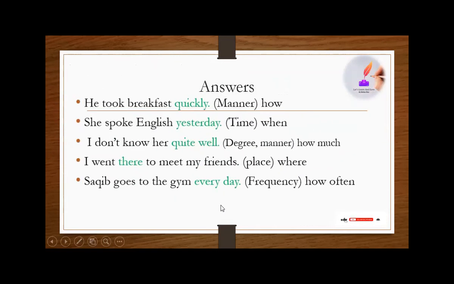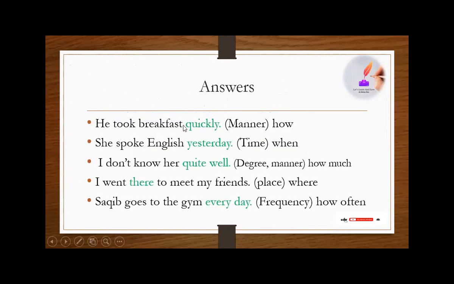And here are the answers. He took breakfast quickly. Now, in this sentence, you can use this word quickly as an adverb, and this is questioned by the word how. So, he took breakfast how, and the answer is quickly. So this is called adverb of manner. She spoke English yesterday. Now, she spoke English when, and this is called adverb of time, yesterday.